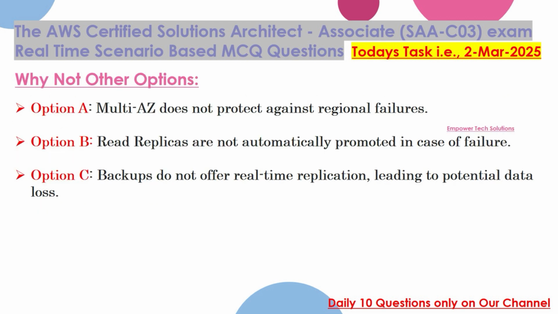Why not other options? Option A. Multi-AZ does not protect against regional failures. Option B. Read replicas are not automatically promoted in case of failure. Option C. Backups do not offer real-time replication, leading to potential data loss.